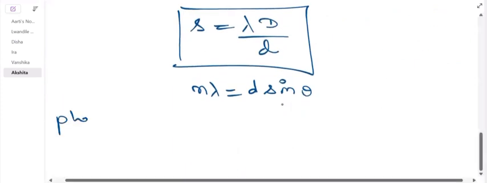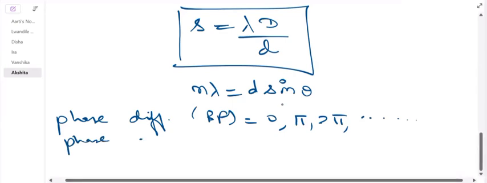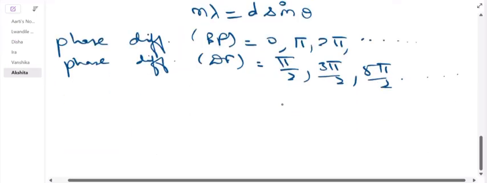Now let's calculate the phase difference also. So the phase difference for the bright fringe is nothing but 0, pi, 2 pi, and so on. And the phase difference for the dark fringe will be pi by 2, 3 pi by 2, 5 pi by 2, and so on. Clear? Yes, ma'am. Okay, done.